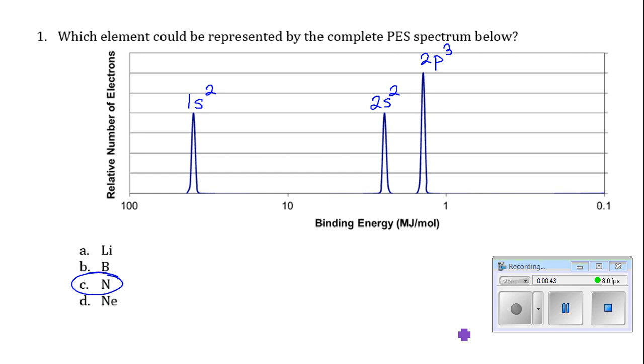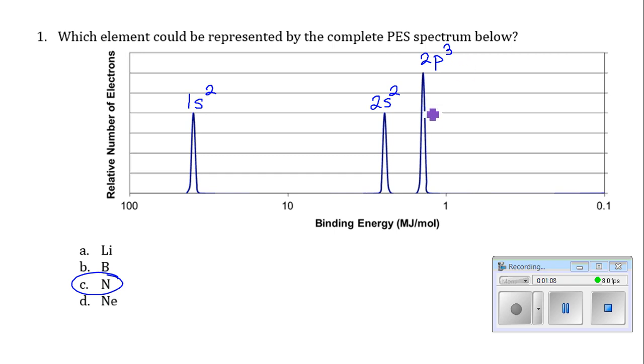With every single photoelectron spectrum, if I were you, I would write down the electron configuration above the peaks so that you know what you're looking at, especially in a more complex question where you have to compare two things. Okay. All right, so I have the 1s2 peak, the 2s2 peak, and the 2p3 peak.